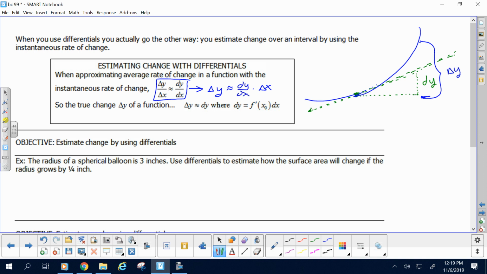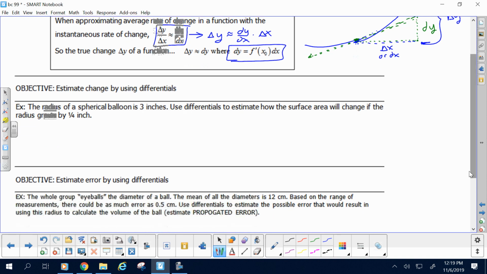And that then is the big idea of the day. Delta y is approximately dy, and dy is the rate of change at a point times an amount of change that I'm going to go over here. I would take into account how fast it's sloping and how much I'm changing x by, and that'll give me an estimate about how much I would expect y to change by. Now that's the idea of differentials.